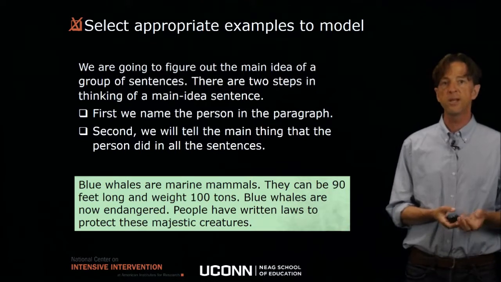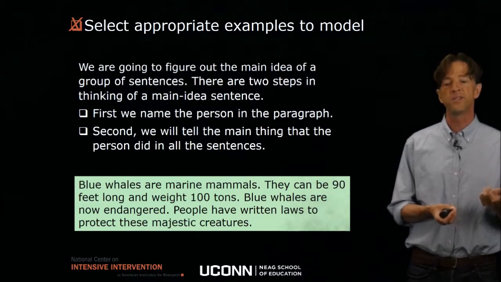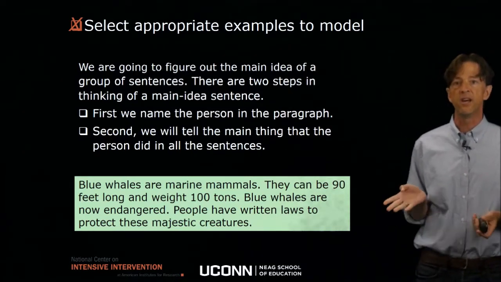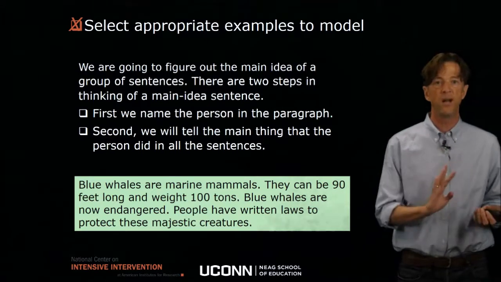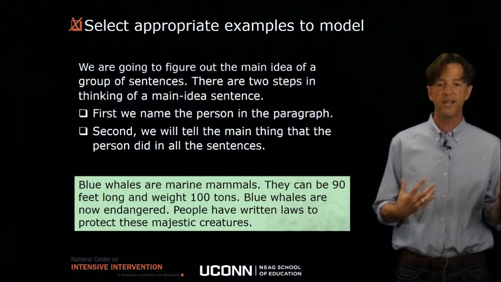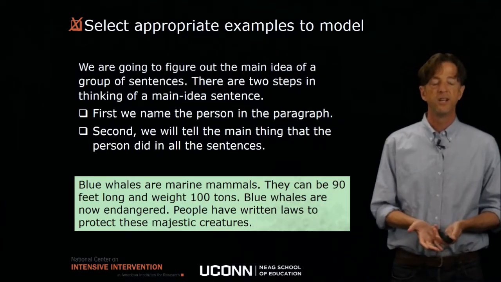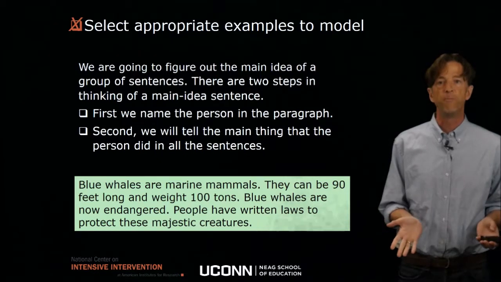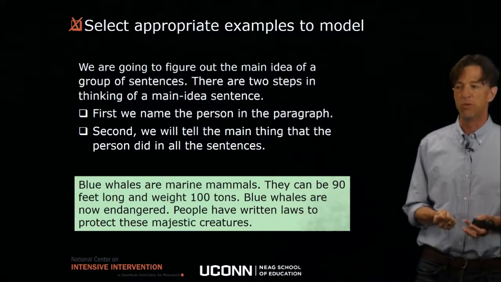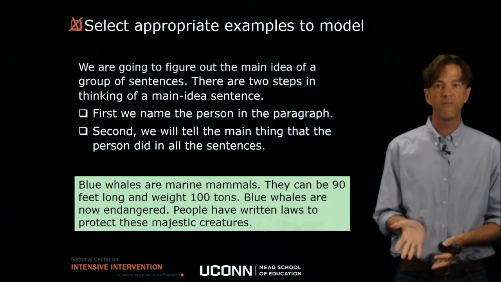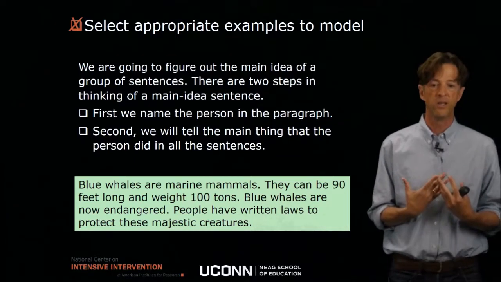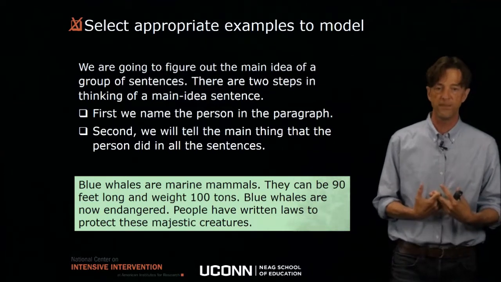The second thing is it's hard to come up with what's consistent about all these sentences about whales, right? One of them is that they're big, another is that they're endangered, another is that people have written laws to protect whales, and so it would be hard to come up with a sentence that tells about what happens in all these sentences. So the main idea would be something like, whales are mammals that are big and endangered and partially protected, which isn't really a good main idea sentence. So if we tried to use this paragraph as an example to model, it wouldn't be a good illustration of how to use this strategy.